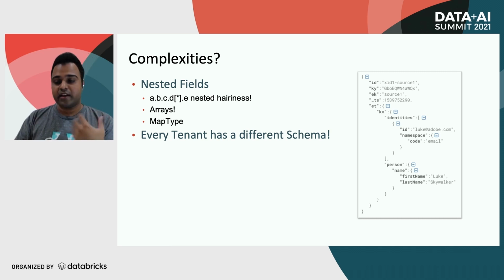And added to this complexity, every tenant or client has a different schema. Client A might be a retail client, and they will have a different schema. Client B could be a B2B client, and they would have a different schema. So we cannot take commonalities out of this. We need to treat everyone individually.